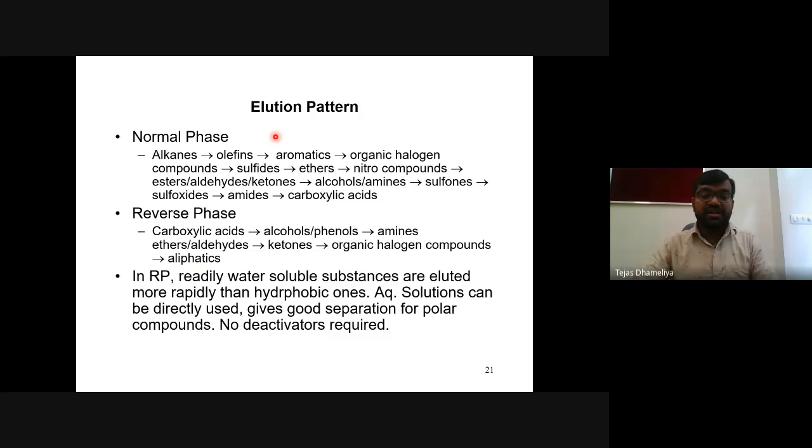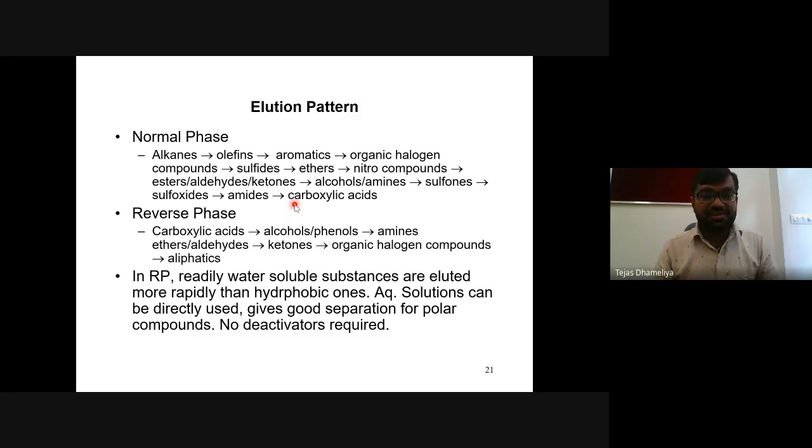Which compound will elute first from column chromatography? That is called elution pattern. So I repeat, if we are handling normal phase chromatographic technique, then alkane will come first because in normal phase the stationary phase is polar in nature, so alkane is itself non-polar. Non-polar does not interact with polar, therefore all the alkanes, olefins and aromatic compounds will be eluted first.